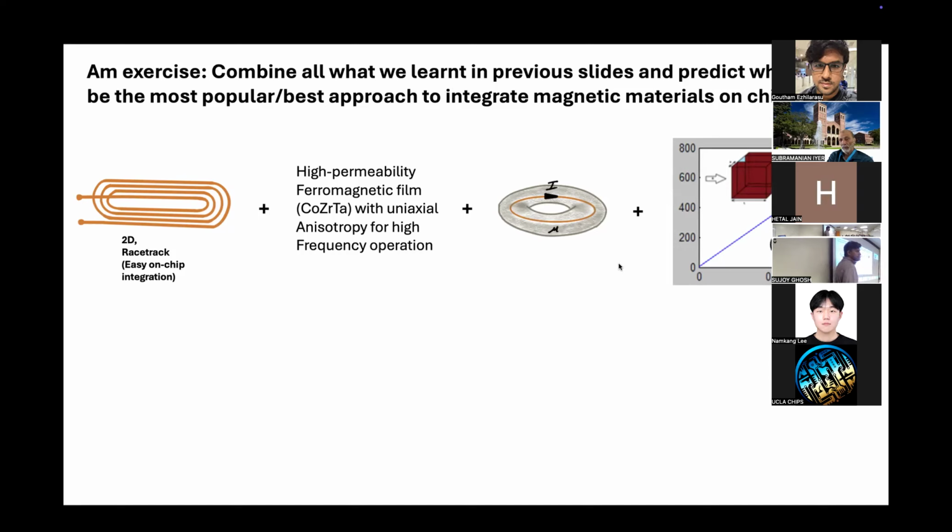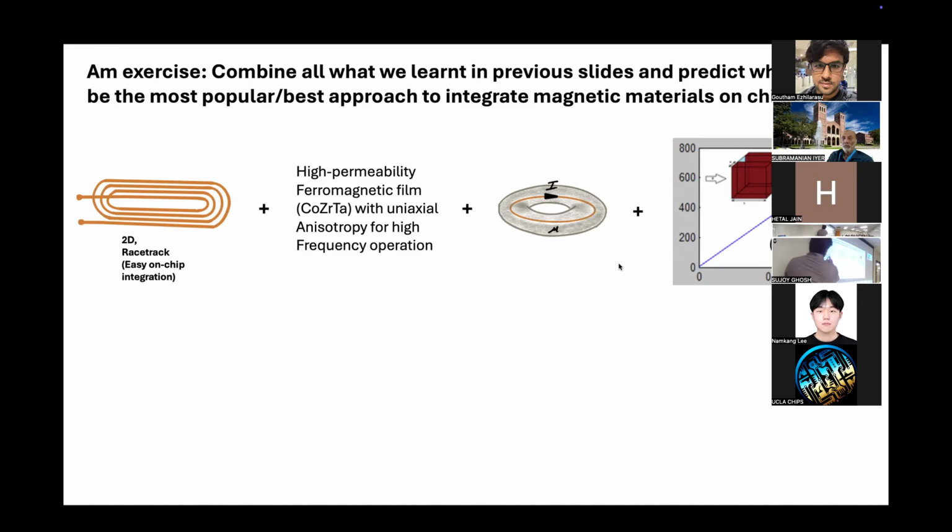And for example, cobalt zirconium tantalum is one option. It has a high permeability, but it also has a high uniaxial anisotropy, which means you can actually grow that film in the presence of a field. So it actually has an anisotropy field built into it, depending on the way it's grown, so that if you now magnetize in the direction of the hard axis of that particular film, you can push the frequency of operation much higher.